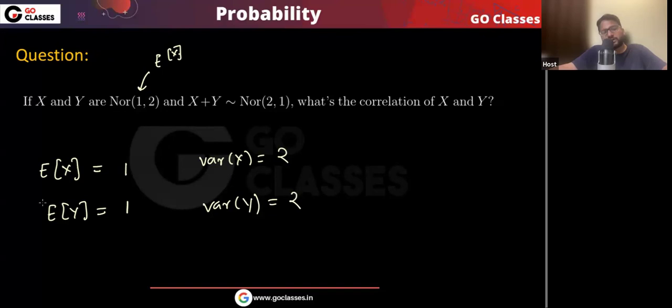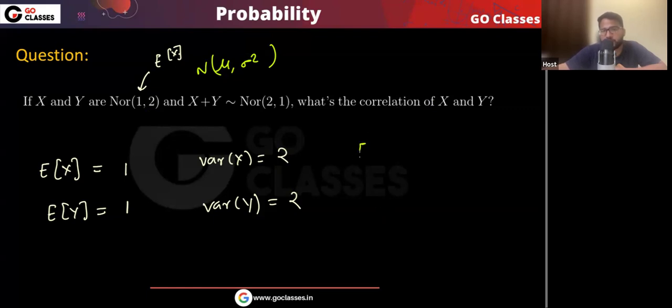The normal distribution we will see tomorrow also. In the central limit theorem, it is very much useful. So we will see this normal distribution again tomorrow. This is basically mu and sigma square, the notation of the normal distribution. Now these quantities are given. They are asking for the correlation of x and y.